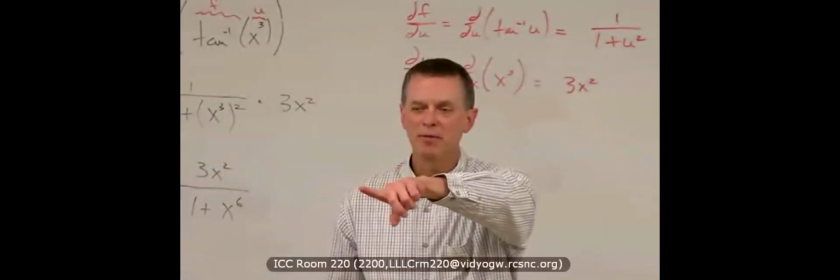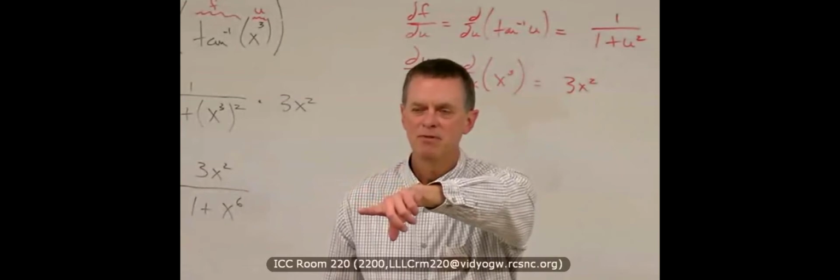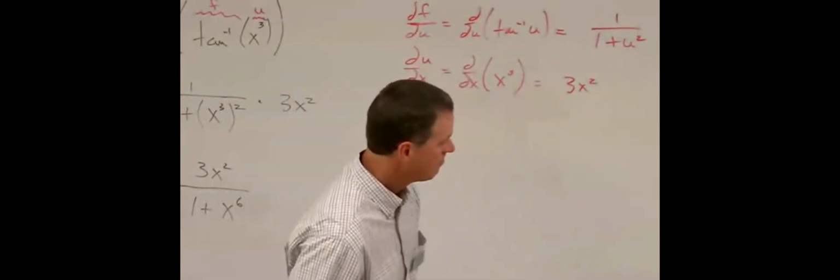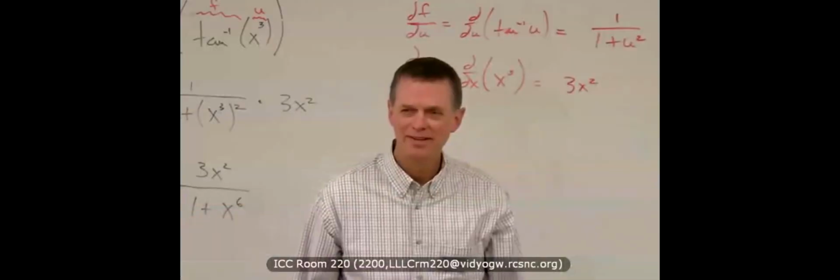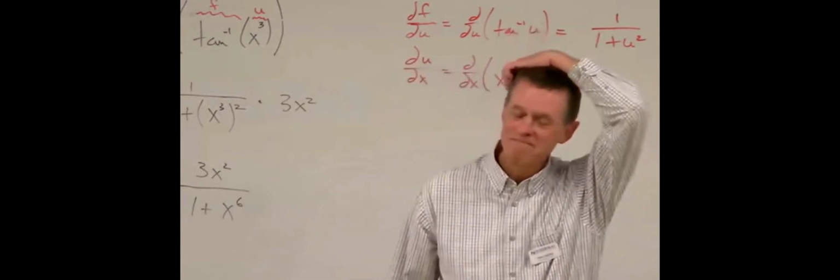Is that what the book has? It's negative 9 times 2x plus 1 to the... that's 20. That's not right. I think they're wrong. This is right.